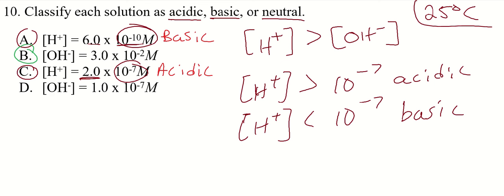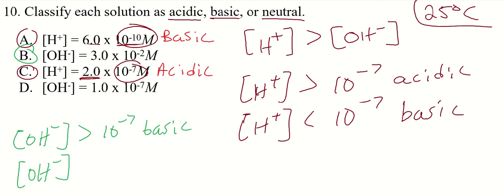Now for the hydroxide ion concentration, let's put a scale up for that. Because the product of the hydroxide and the hydrogen ion concentration is equal to the ion product constant, which is 10 to the negative 14. All right, so if we have more hydroxides than what you will find in neutral water, more than 10 to the negative 7 hydroxides, then that would be basic. And if we have less than that, that means we have more hydrogen ions, and therefore it would be acidic.